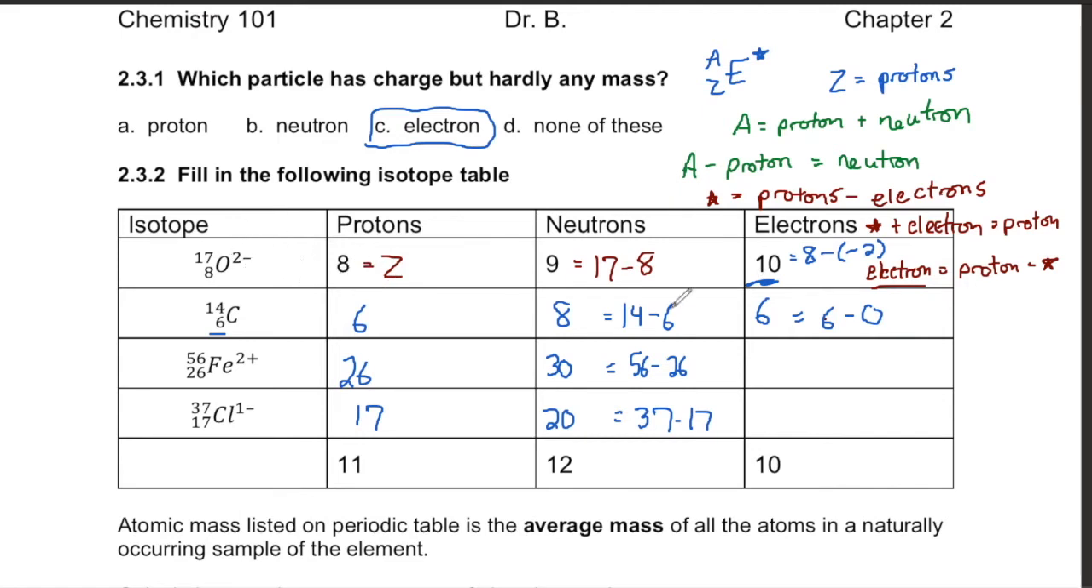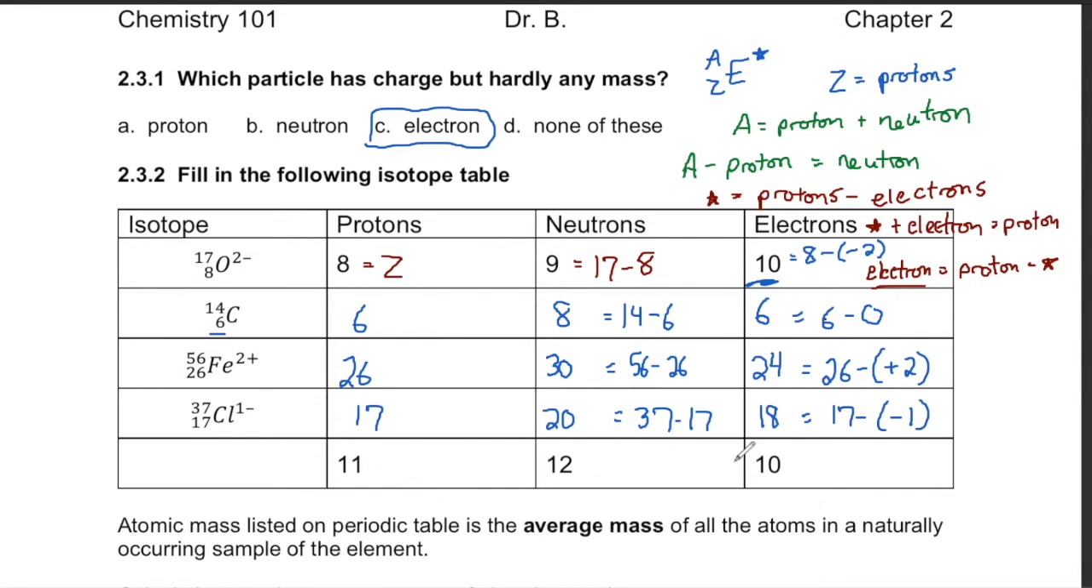charge of -2. So here, if we have 26 protons and we subtract the +2 charge, we find that we only have 24 electrons. 24 negatives and 26 positives add up to a +2. And for the chlorine, we take the 17 protons, subtract the -1 charge, and we get 18 electrons. 18 negative charges and 17 positive charges add up to -1.